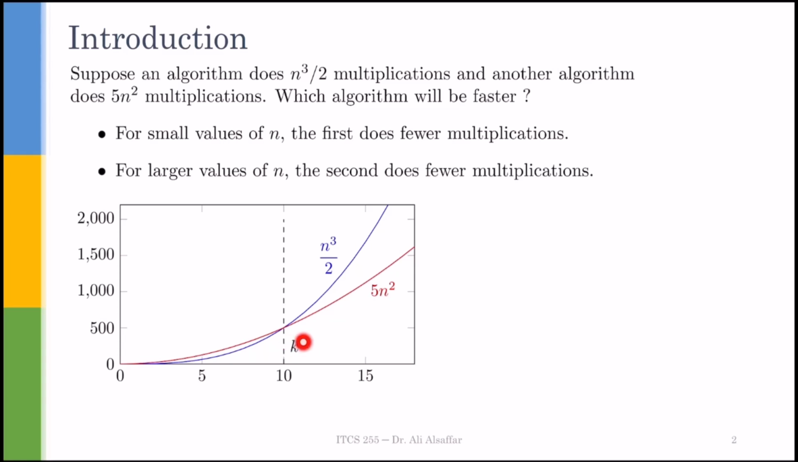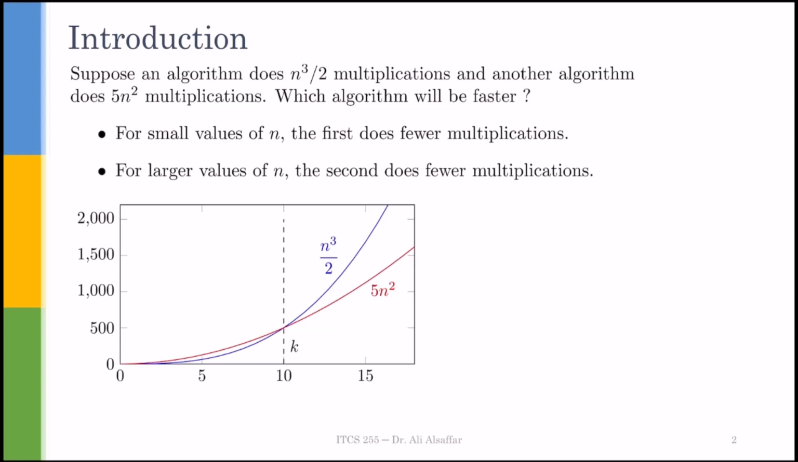But after n is equal to k, the behavior of the two functions will change. Notice that the blue color graph is on top now of the red color graph. So which one is the winner now? The winner is this function. Why? Because it does fewer multiplications than the other one.